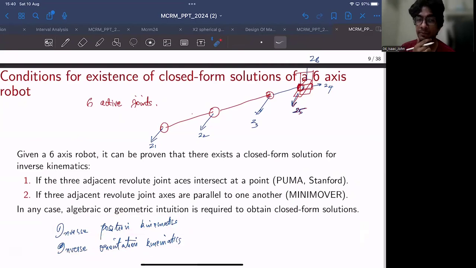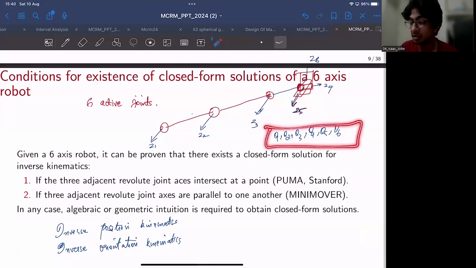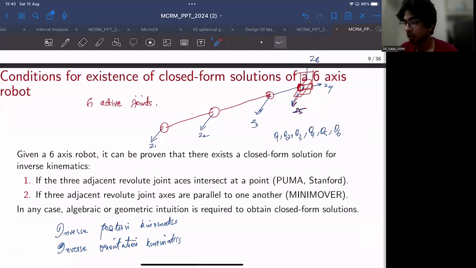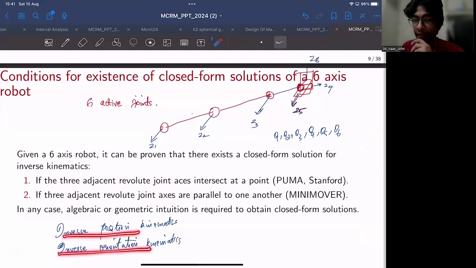The basic principle is that if you try to solve the inverse kinematics of this entire manipulator, it will have 6 variables: theta1, theta2, theta3, theta4, theta5, theta6. There could be many equations having all these variables simultaneously, with terms like sine theta1, cos theta2. It will be very difficult to solve such a problem. So the easiest way is to decompose the total inverse kinematics into inverse position and inverse orientation.